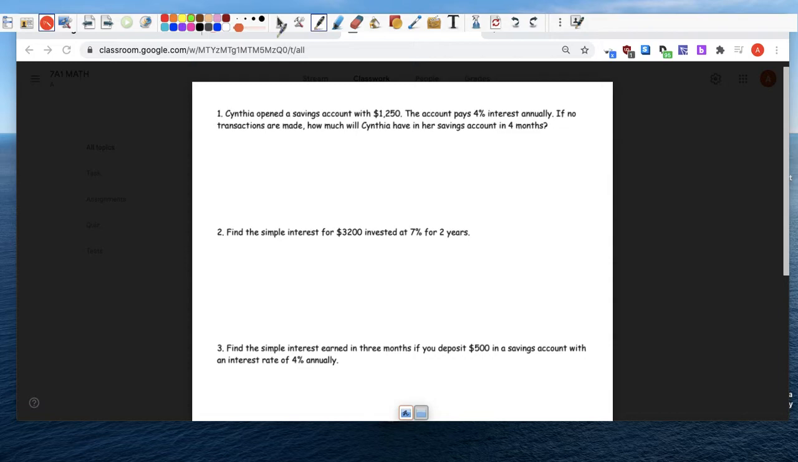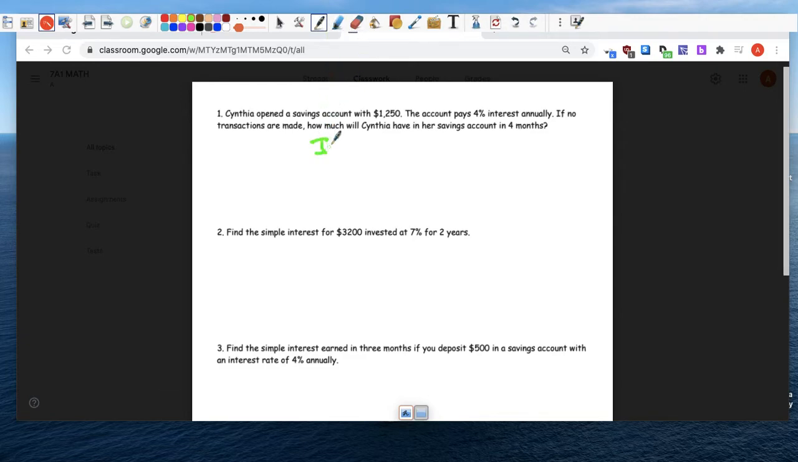So Cynthia opened a savings account with $1,250. The account pays 4% interest annually, 4% al año. No transactions are made. How much will Cynthia have in her savings account in 4 months? ¿Cuánto dinero va a tener ella en 4 meses? All right, so let's do that.